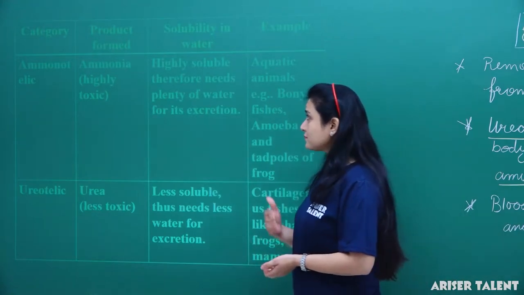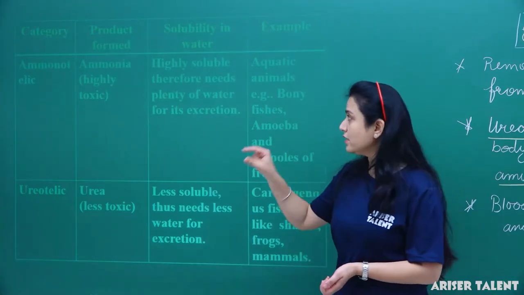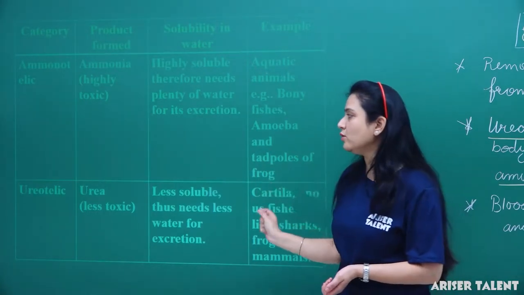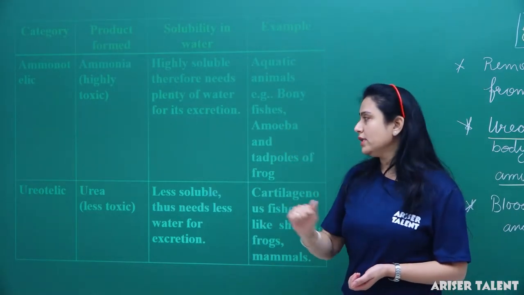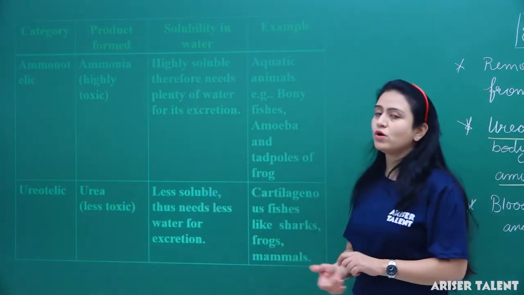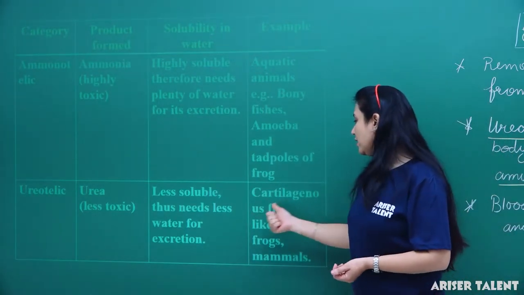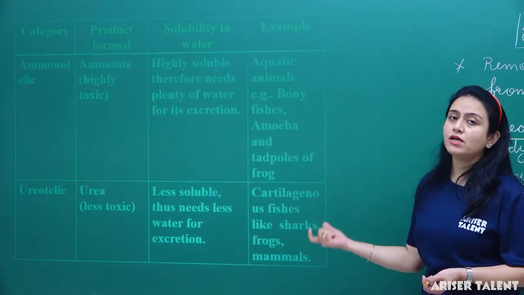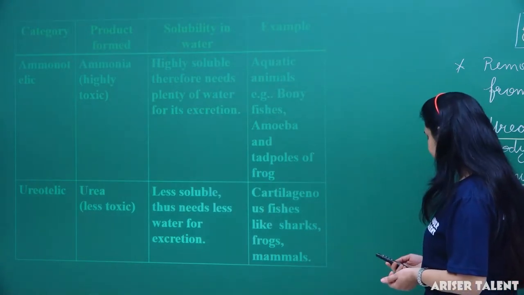Okay, the next group of animals is ureotelic. Why ureotelic? Because the excretory product here is urea. This is the reason they are known as ureotelic. If you talk about solubility in water, urea is less soluble. This is the reason they need less water for excretion. Examples of ureotelic animals are cartilaginous fishes like shark, frog and mammals. These are ureotelic because the waste product they excrete is urea, which is less toxic.